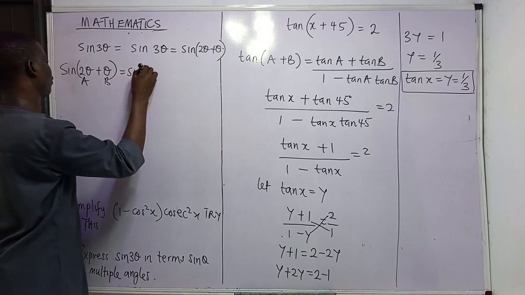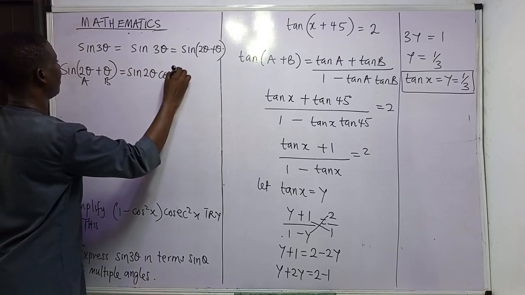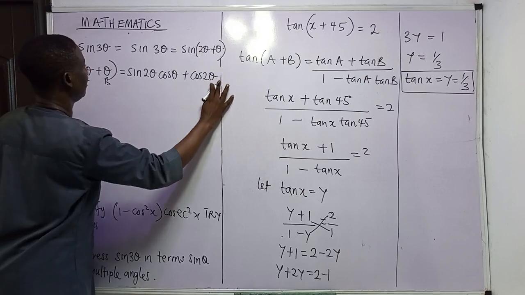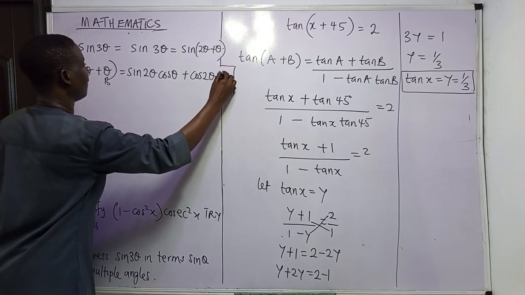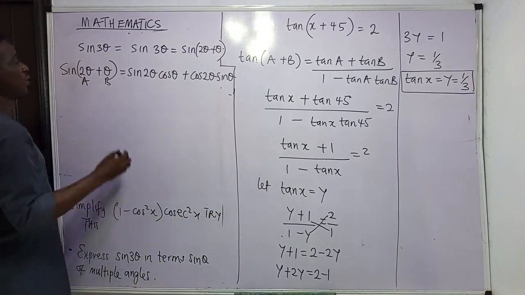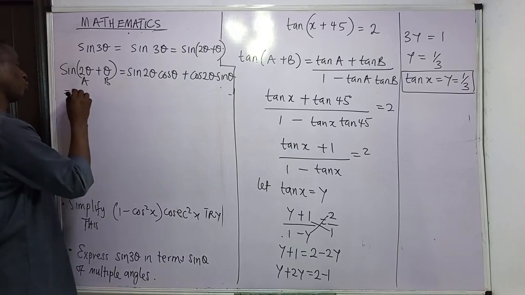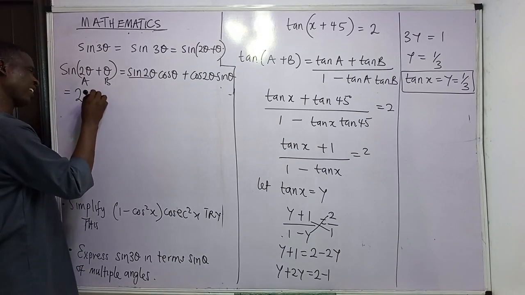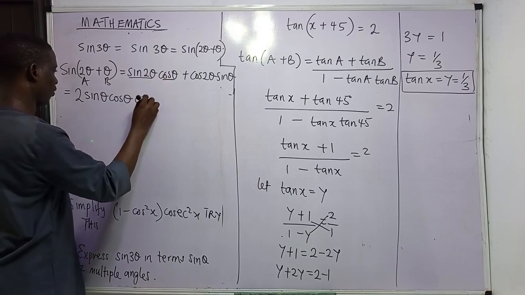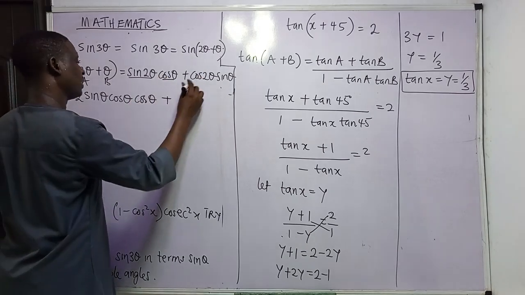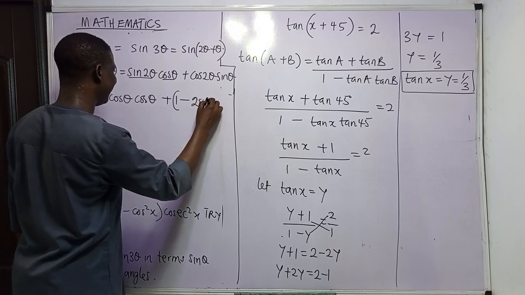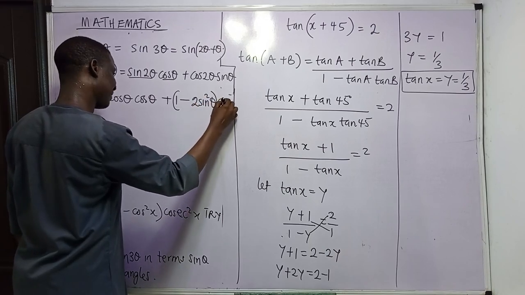So I would have what? Sine 2 theta cos theta plus what? Cos 2 theta sine theta. Now what do we do, class? What we're going to do now is to break down this one into what? This one means what? 2 sine theta cos theta. Then this one will repeat this one, cos theta plus this one will give us what? 1 minus 2 sine square theta sine theta.